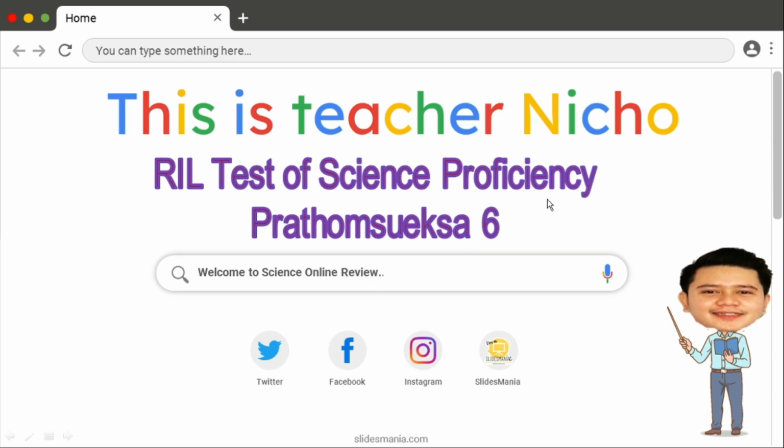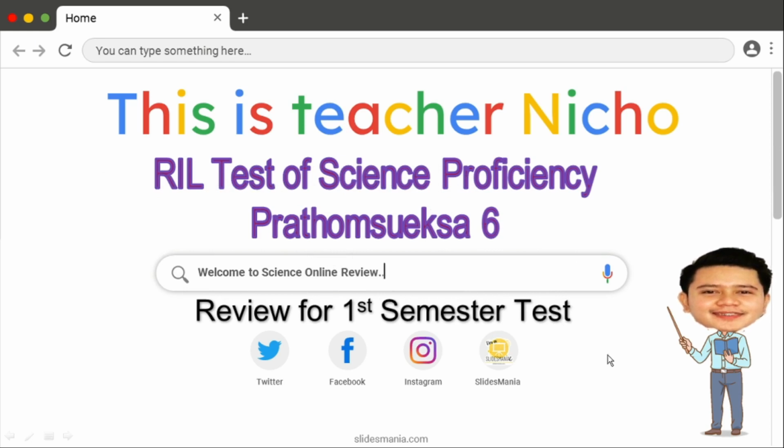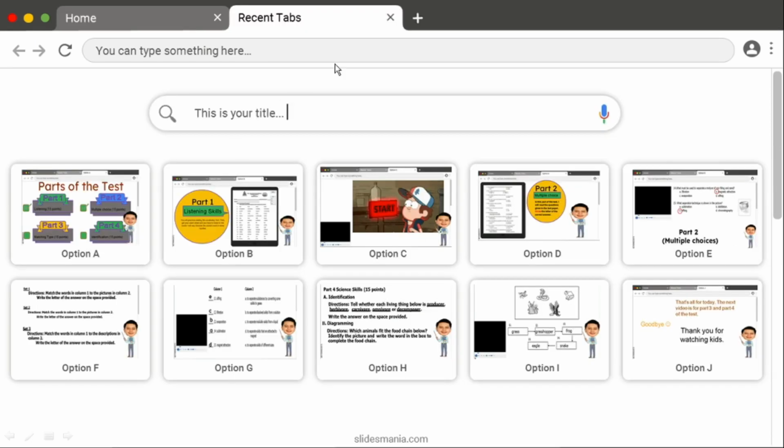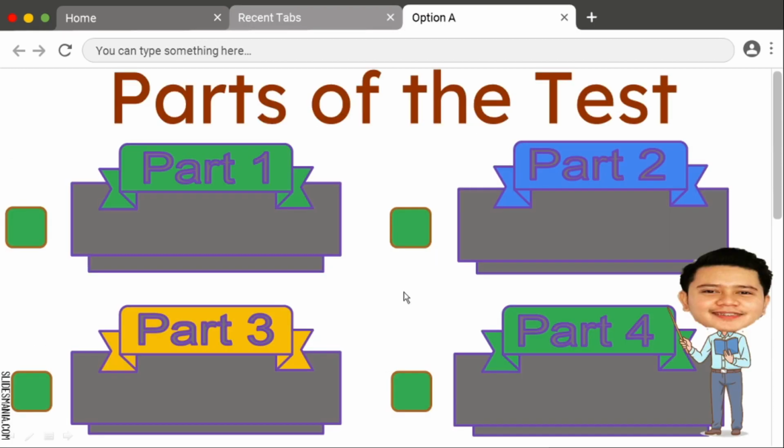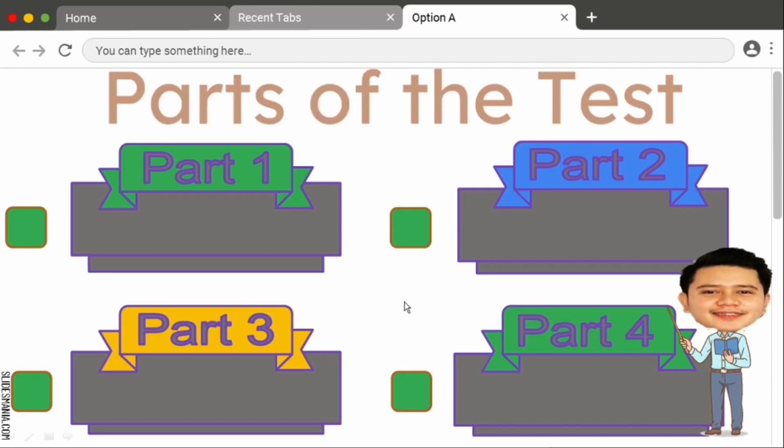So we have a test in Science Proficiency for grade 6 or Pratom Suksa with this Hok na Up. This is a review for the first semester test. Are you ready? Let's start, but first let us review the parts of the test. What are the parts of the test?